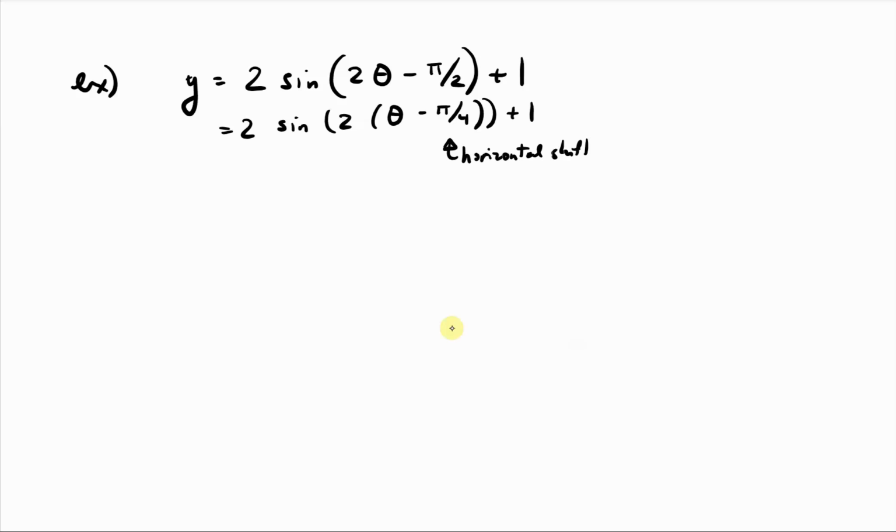Shift of pi over 4 to the right. This is going to be a vertical shift of 1 up. This is going to be responsible for a horizontal compression or stretch. If you remember, because it's above 1, it's a compression of a half.